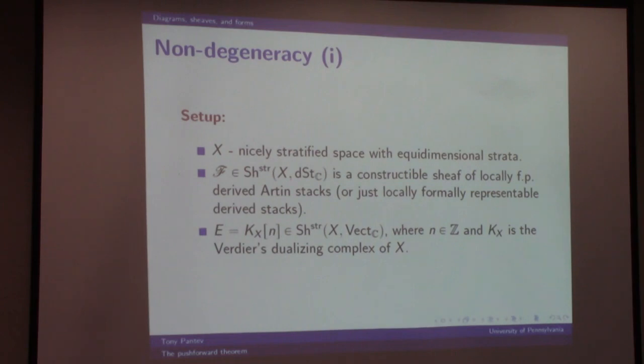So start with the stratified space, which is good, and I'm also going to assume that the strata are equidimensional so that I don't have to correct my combinatorial formulas the whole time. Take a constructible sheaf of nice geometric stacks. And I'm going to take the coefficients now to be not an arbitrary complex of vector spaces, but the Verdier dualizing complex with some shift, where the shift can be anything. So it cannot be arbitrary, it has to be the dualizing complex, but it could be a shifted dualizing complex.